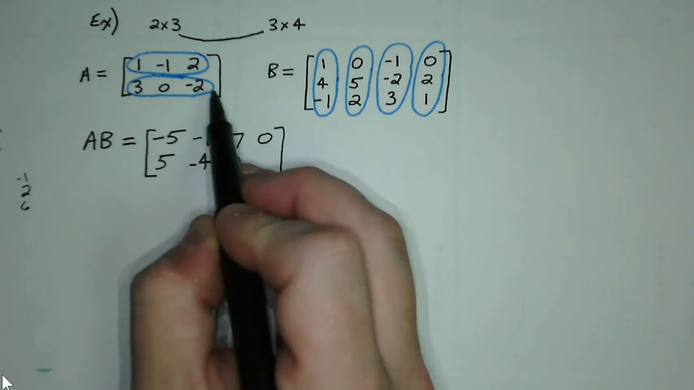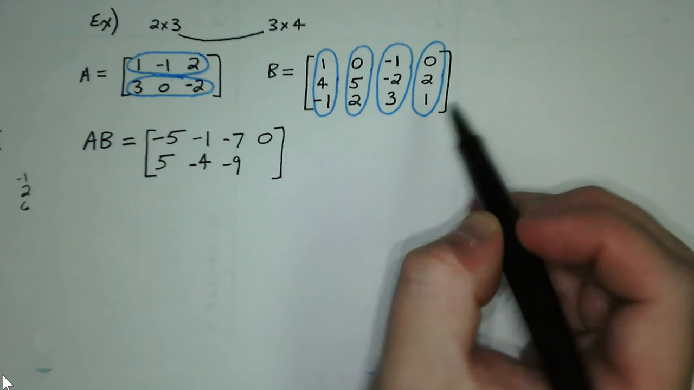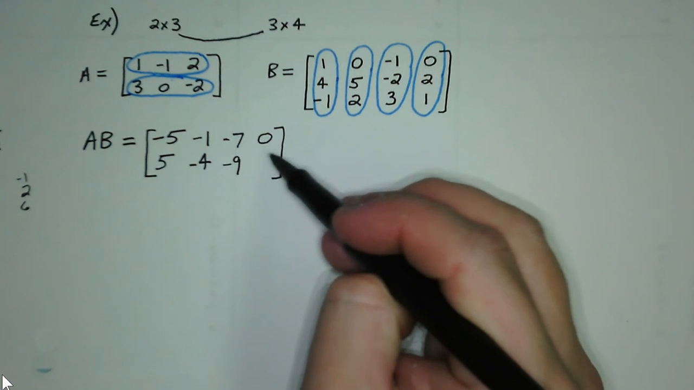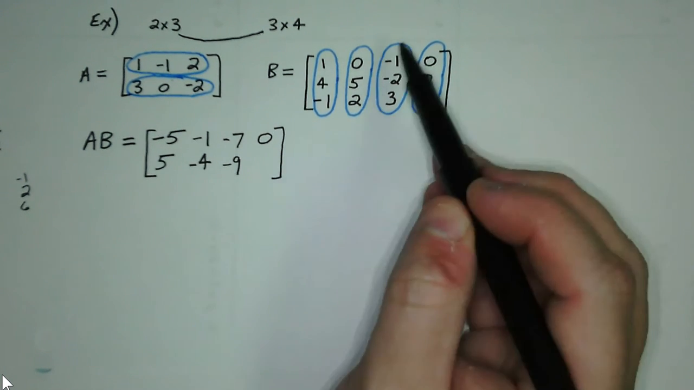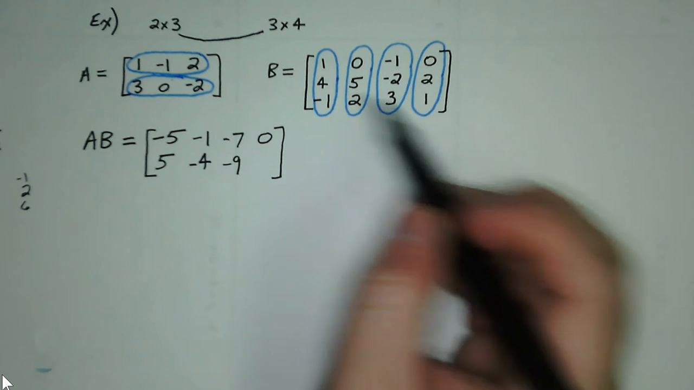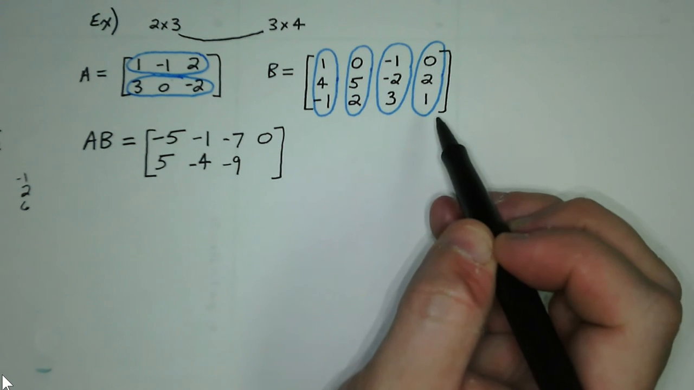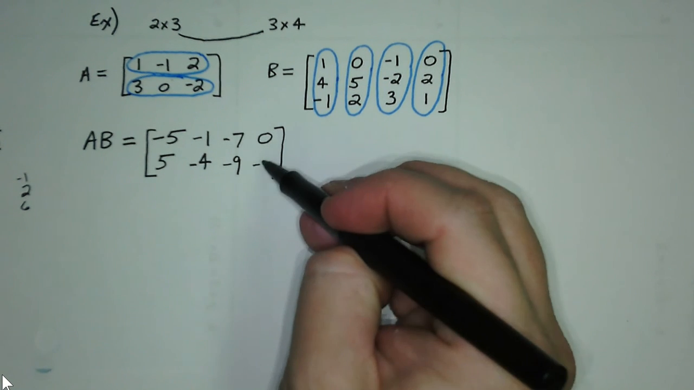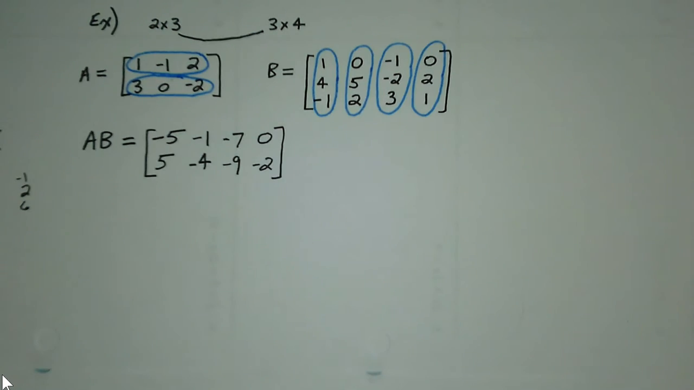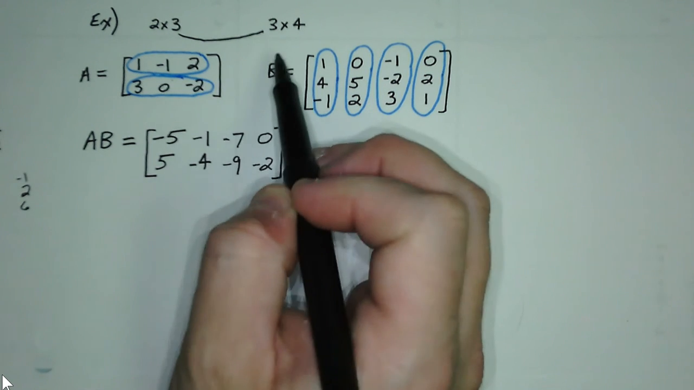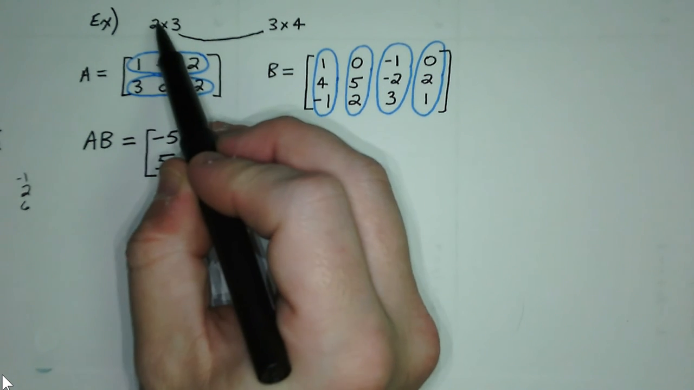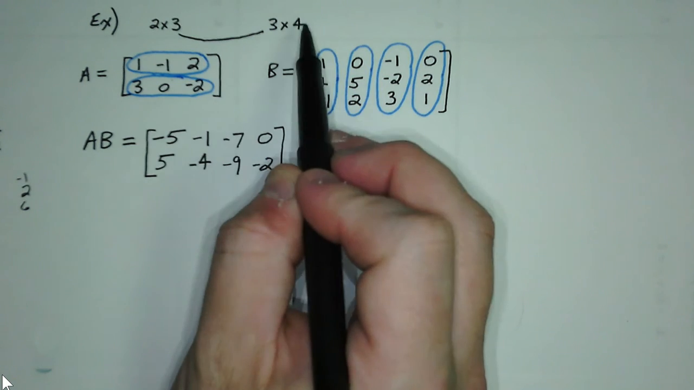And now we got to do row 2 times column 4. So 3 times 0 is 0. 0 times 2 is 0. And then negative 2 times 1 is negative 2. So I believe that is the answer. So once again, if these inner dimensions match, we can do it. And the final answer is going to be a 2 by 4.